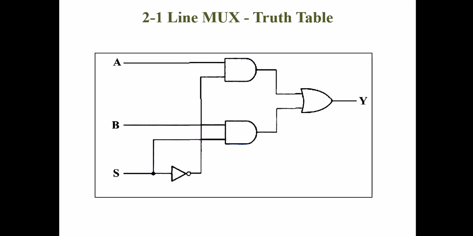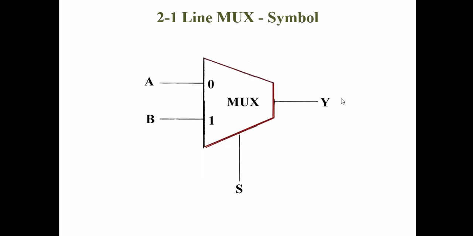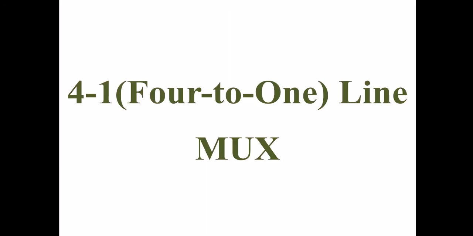If you want to select A, then the S complemented output will be supplied to this logic gate, and if you want to select B, then S will be applied to this AND gate and B will be at the output. So this is the symbolic diagram of MUX: A, B, selection bit S and output Y.